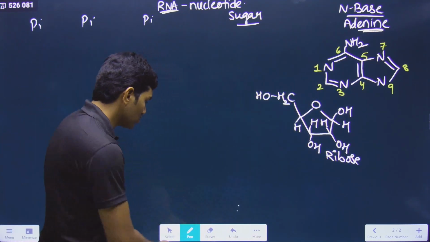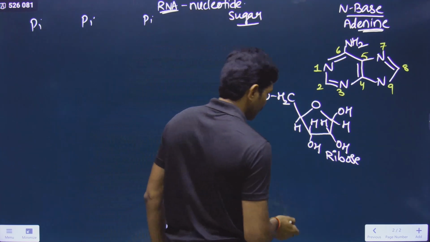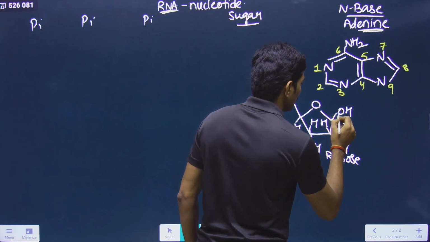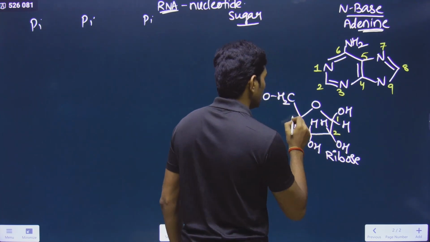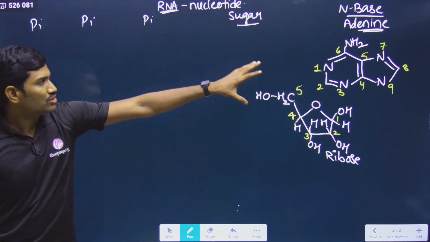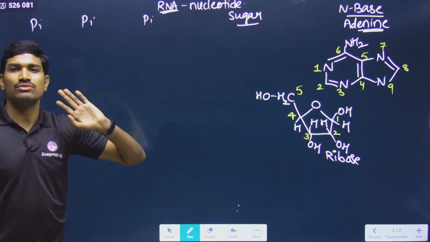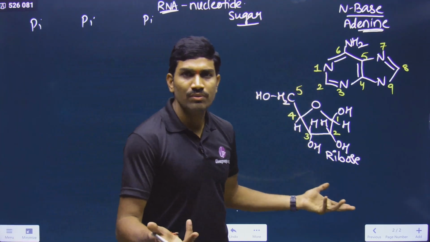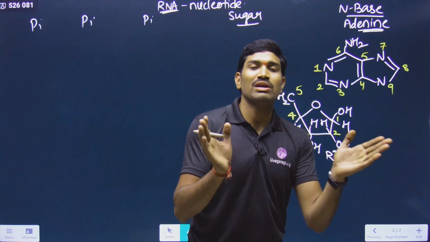For the ribose also, we have already studied the numbering. Yes or no? So this is carbon number 1, carbon number 2, carbon number 3, carbon number 4, and this is carbon number 5. Yes or no? So this is the adenine and the ribose. Nice. Individual structures we know. And now what is our aim? We need to combine this.